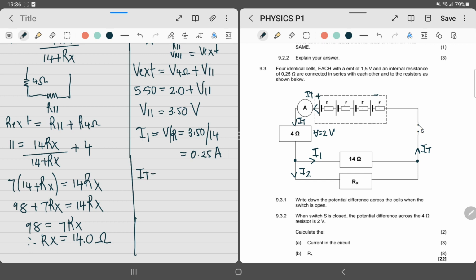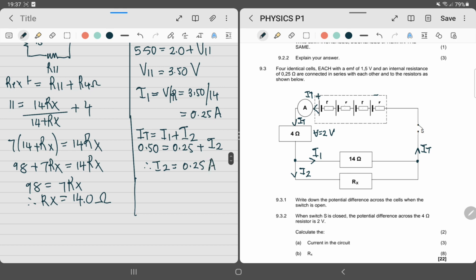When we add I1 plus I2, we must get the total current. The total current is 0.50 and then I1 is 0.25 plus I2. The current through I2 should therefore be 0.25 amperes.